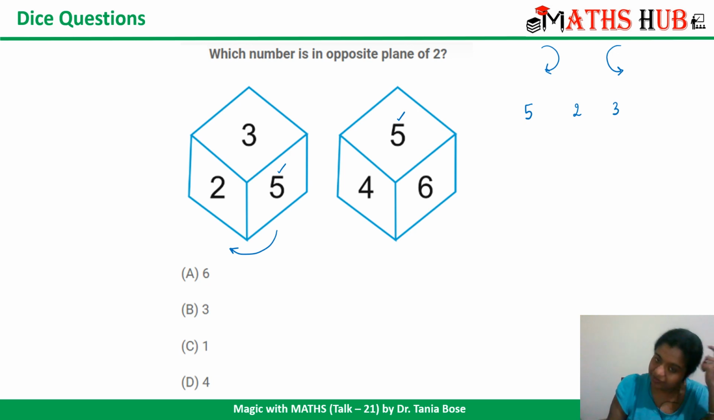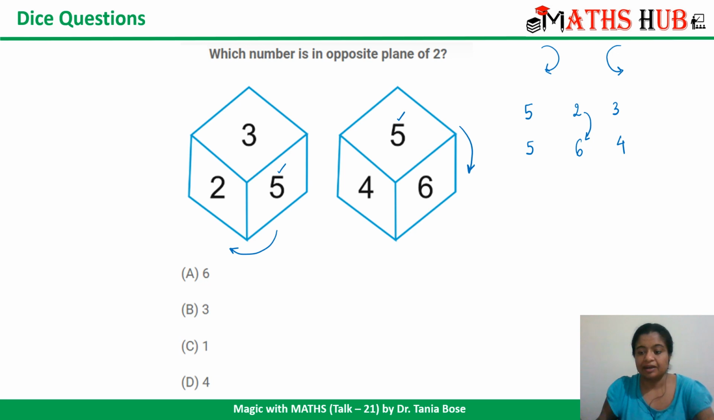The same way, we will start with the common number at the first position, 5, and also write this in clockwise because we have taken the first dice in the clockwise direction. So it will be 6 and 4, right? So now, which number is opposite to 2? Just check this. So you will find that the number 6 is an opposite plane of 2, right? So I hope you understood the trick, right?